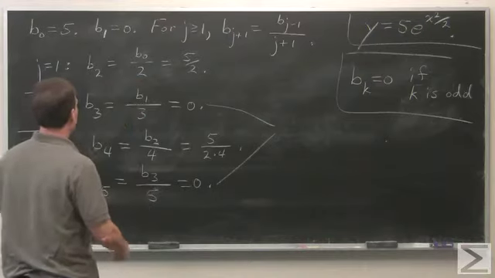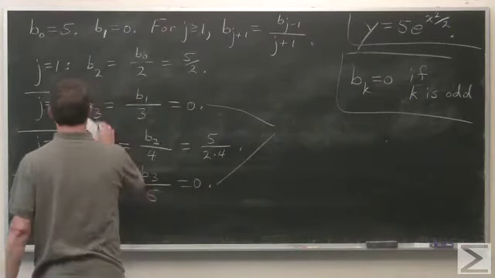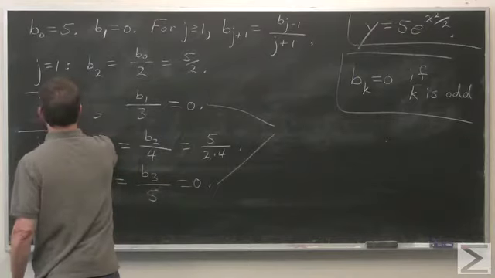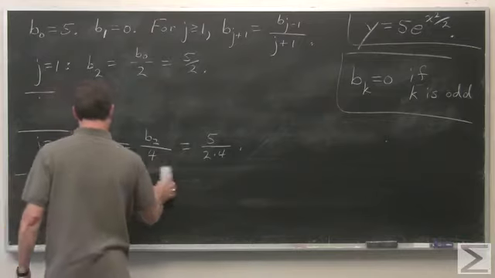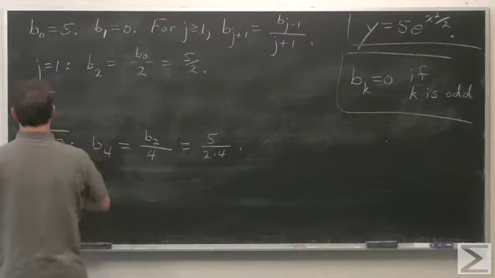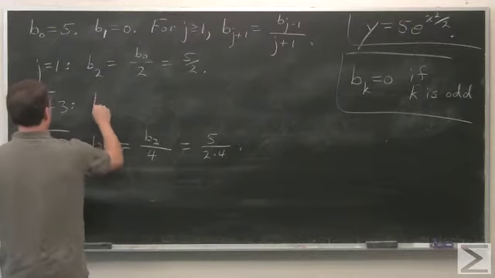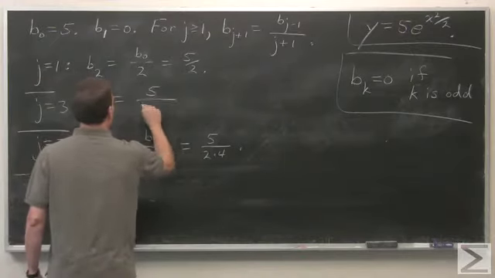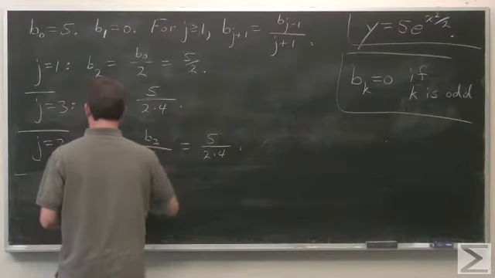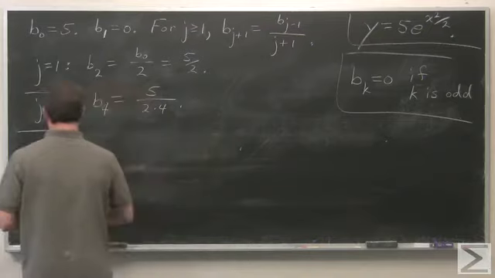So we can just concentrate on the even subscripts, so the odd j's. Let's erase the zeros, and let me rewrite the j equals 3 one. When j is 3, you get b4 equals 5 over 2 times 4. Yes, I know that's 8, but I'm waiting to see a particular pattern.